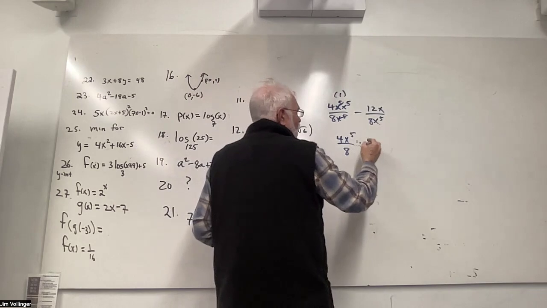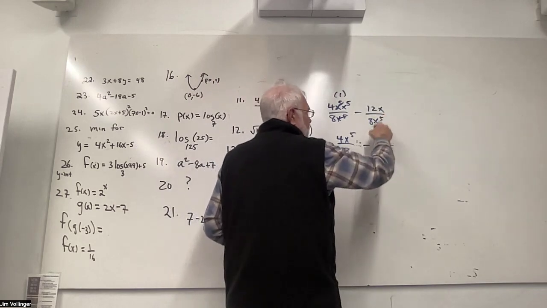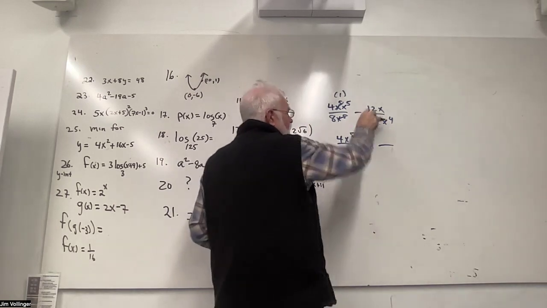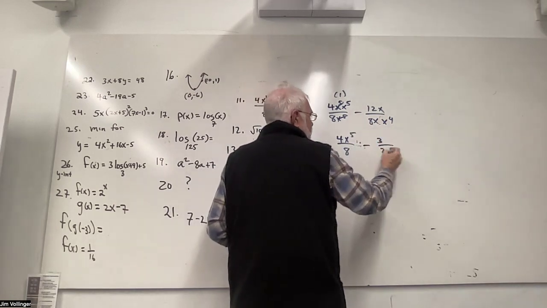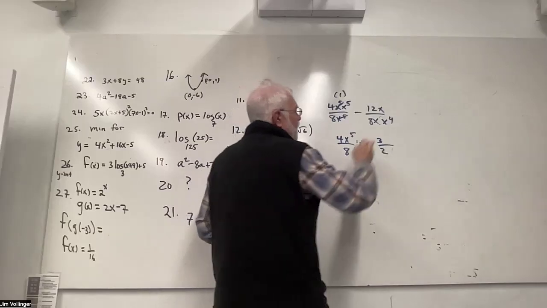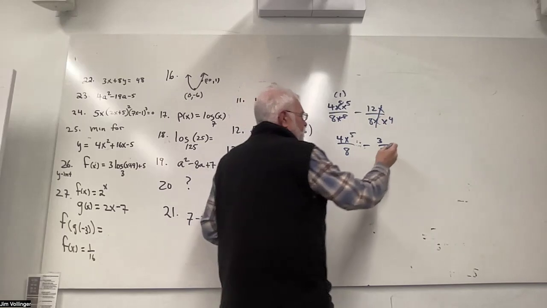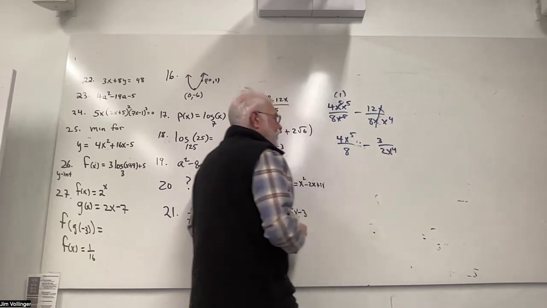So there's 4 more x's in the denominator. This could have been x times x to the 4th, x to the 5th. So 12/8 is what? 3/2. Divide each by 4. And I can see that there's a 1, which gets multiplied times the 12 and disappears. And that's your answer.